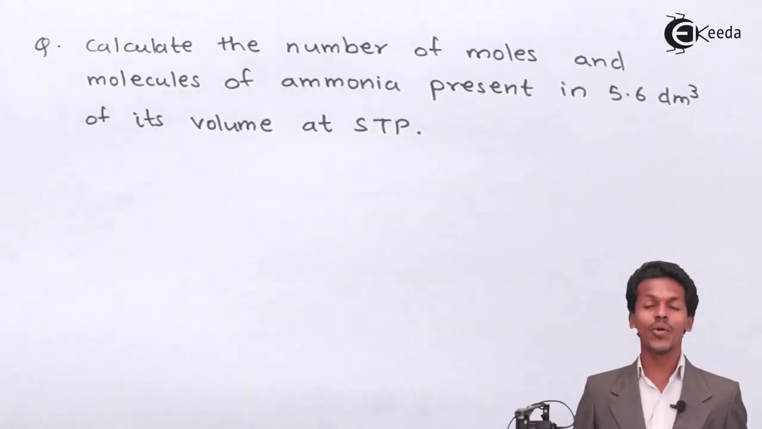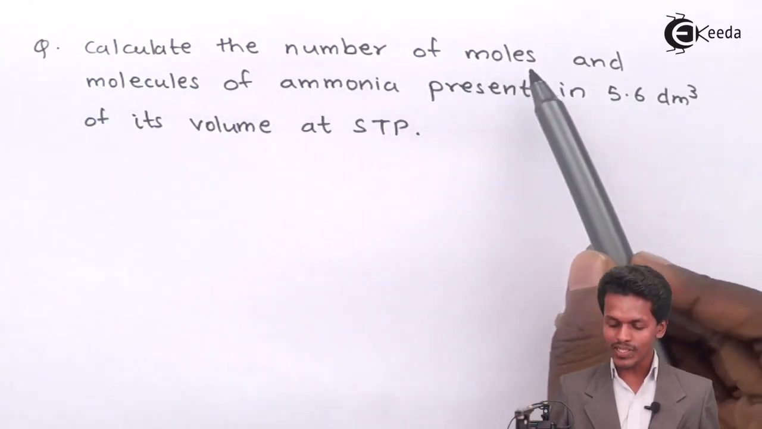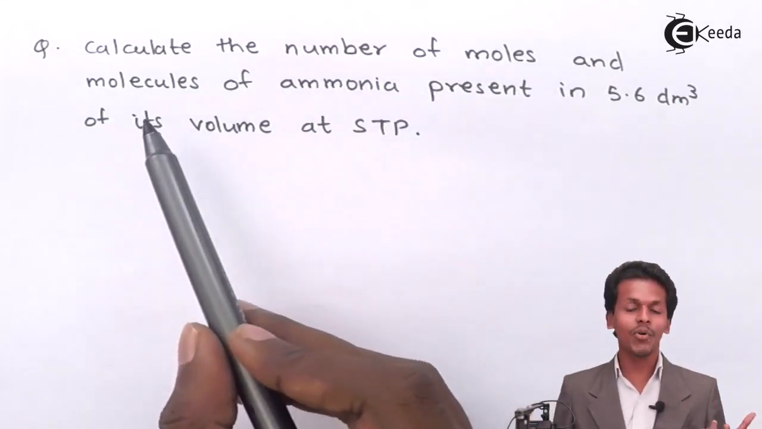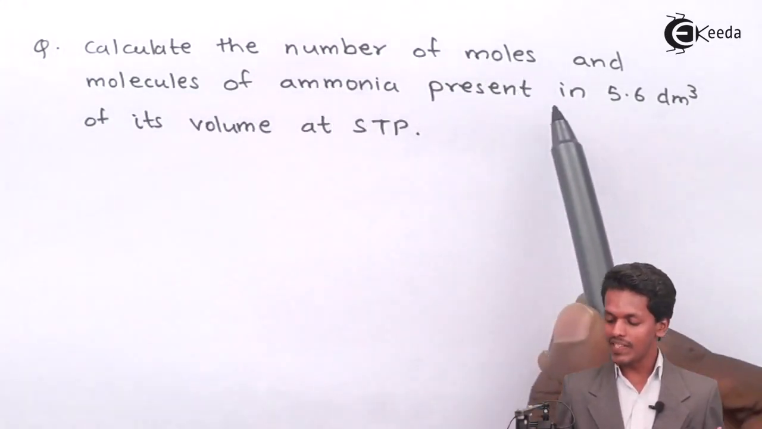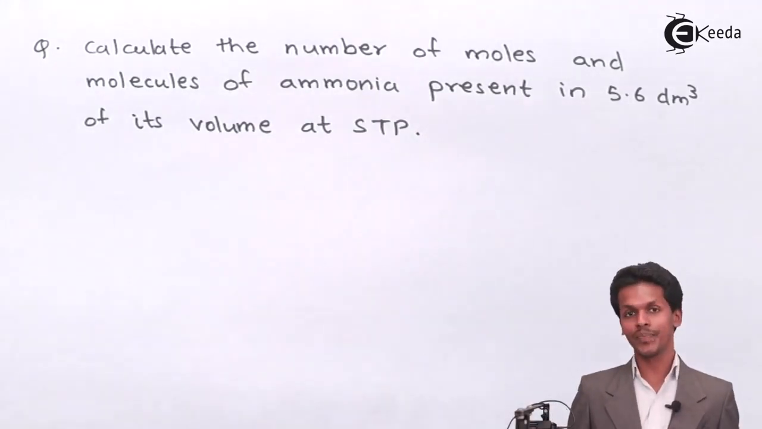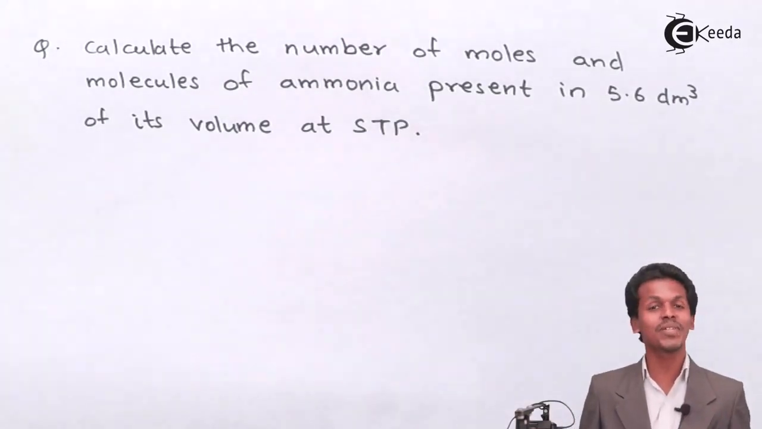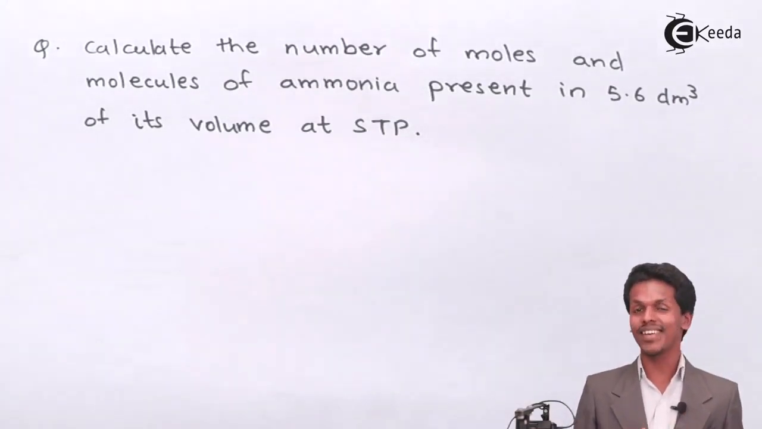So friends, as mentioned on your screen, there is a question which says that we have to calculate the number of moles and molecules of ammonia present in 5.6 dm cube of volume at STP. So since dm cube is being mentioned, it would be very easy for us to calculate, as we are now talking about the molar volume.